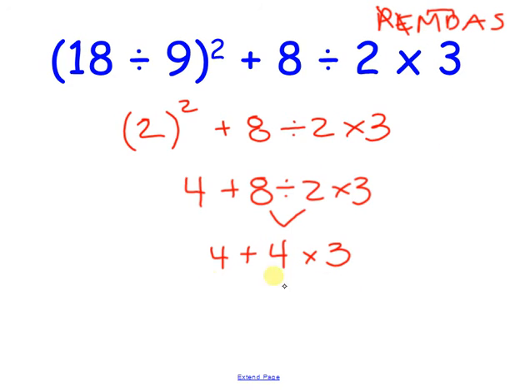Now, do I have any more multiplication division? I do. I have multiplication right here. So 4 times 3 is 12, and I'm going to rewrite the rest of the problem. And I am done with multiplication and division. Now, the only thing I have left is addition. 4 times 12 is going to be 16. And that's the answer to my problem.